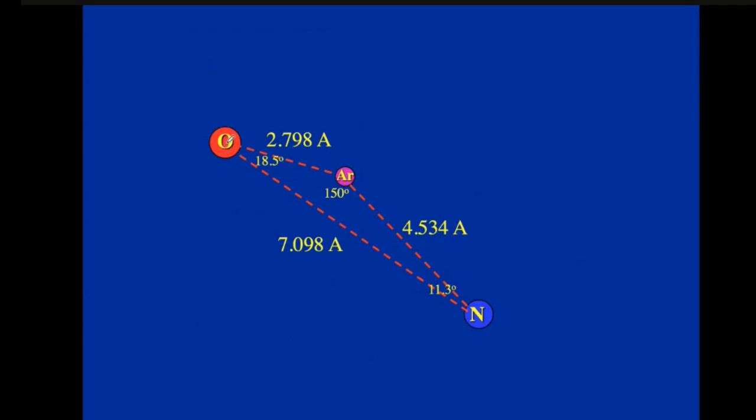So if any other molecule has the same oxygen atom at this position, the same aromatic ring at this position, and the same nitrogen at this position, with the same spatial relationship, in the sense that the distance between O to AR is 2.798, AR to N is 4.534, and O to N is 7.098, and the angles between them are 150 and 11.3, then we can say that both molecules, say morphine and another molecule X, share the same pharmacophore features at the same three-dimensional positions. So probably it is better to look into the biological activity of this molecule X. There are more chances that X may have similar biological activity to morphine. That is the basic idea of the pharmacophore analysis.